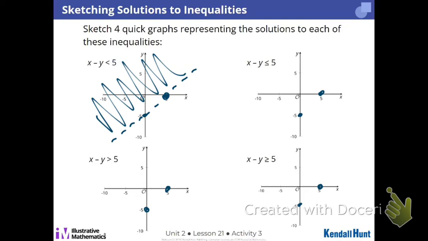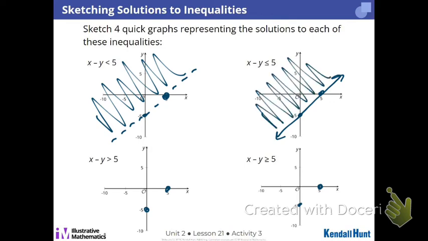So for the next one, the top right, it's or equal to. So what does that say about my line, dashed or solid? Solid. Because the line works, because equal to works. Okay? I'm going to test the origin. Is 0, 0? It gives me 0. Is that less than or equal to 5? Origin works, so I have to shade above.